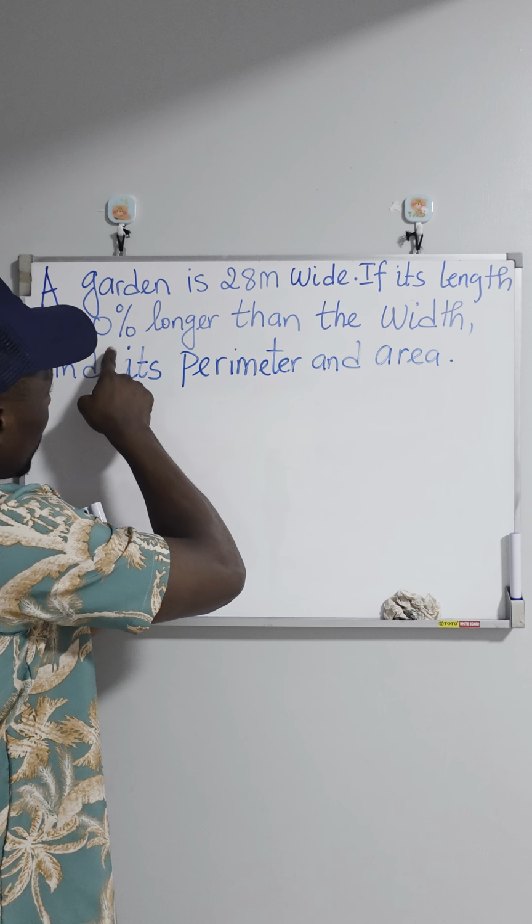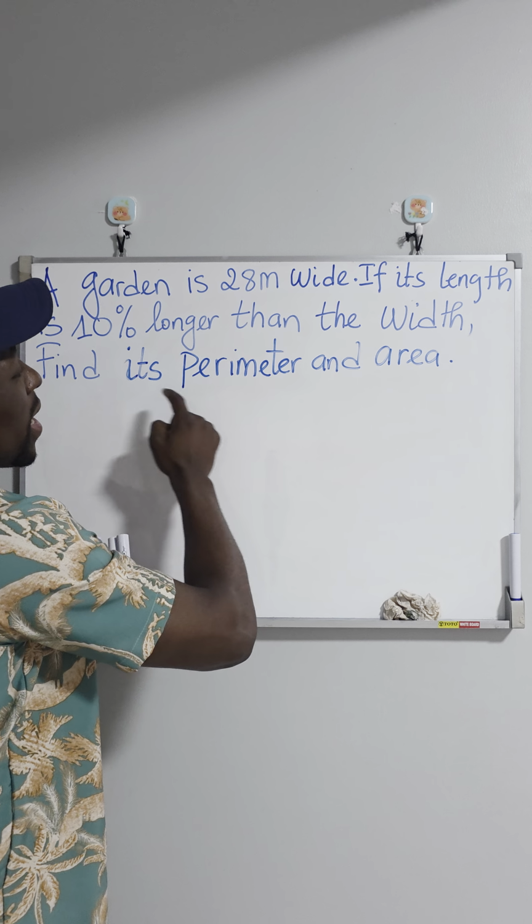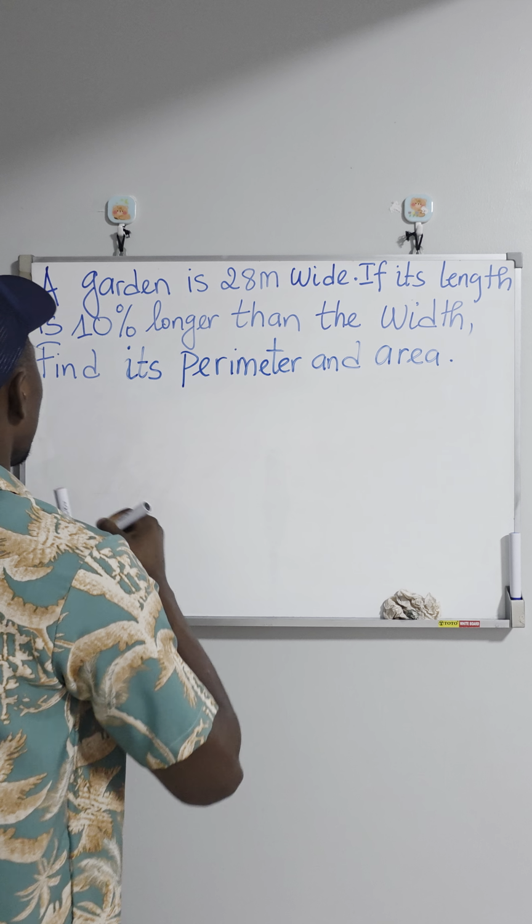A garden is 28 meters wide. If its length is 10% longer than the width, find its perimeter. Follow me, dear friends. Solution.